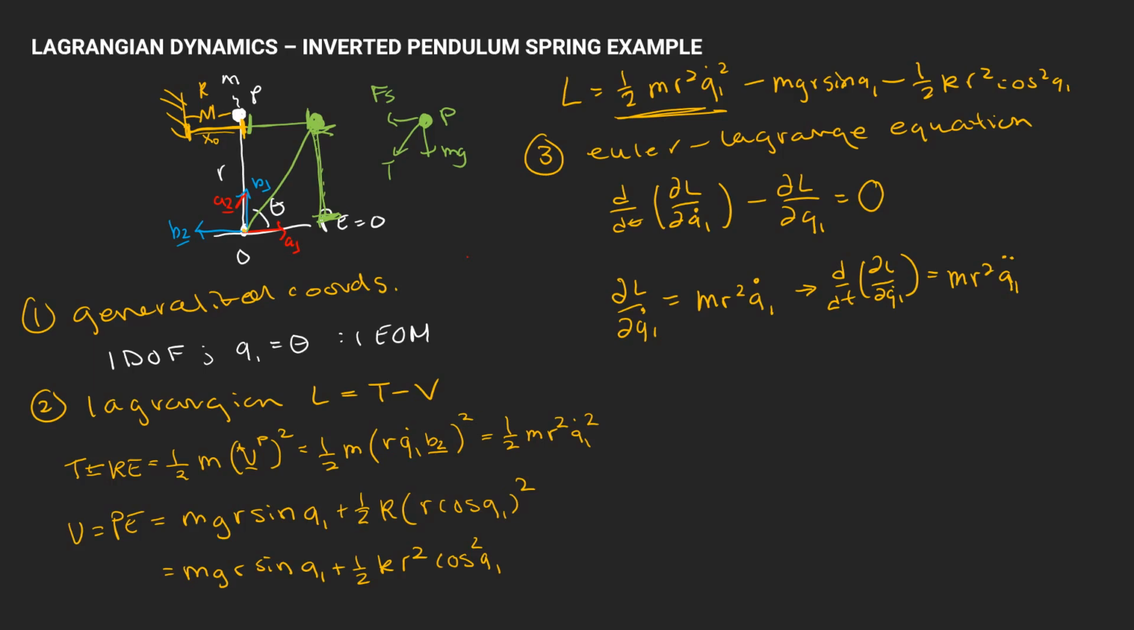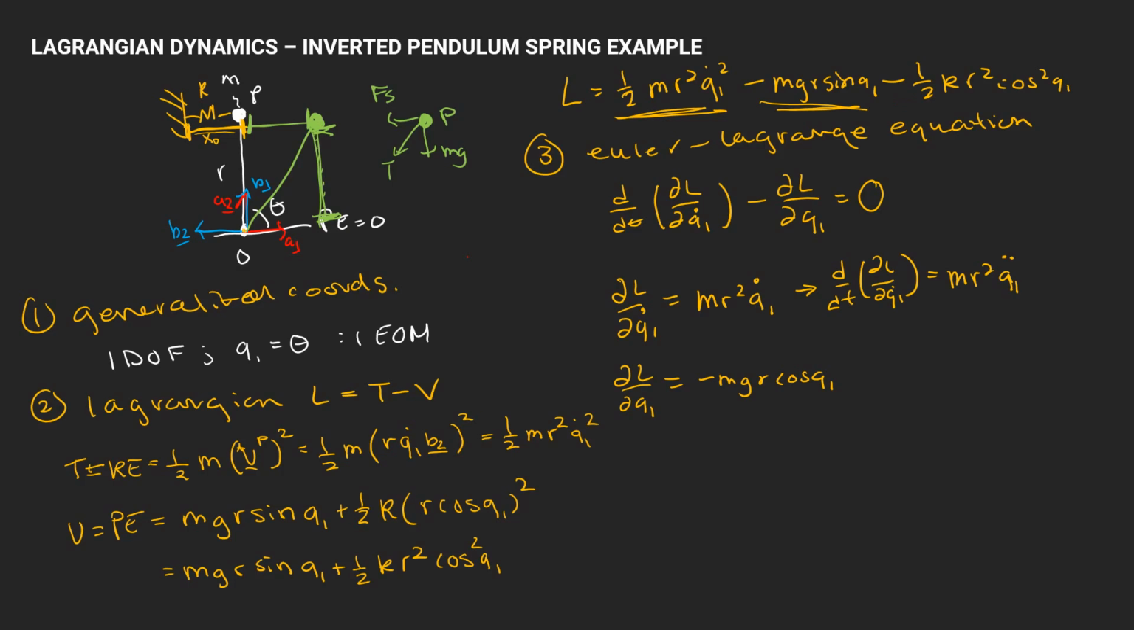Next, we turn to this term here, the partial of L with respect to q1. There we have two terms to consider. The first is this mgr sine q1, which if we take the derivative of that with respect to q1, ends up being negative mgr cosine of q1. And when we evaluate the partial derivative with respect to q1 in the second term, we use the chain rule to calculate this, and we get the following.